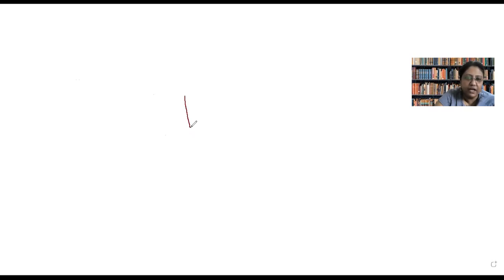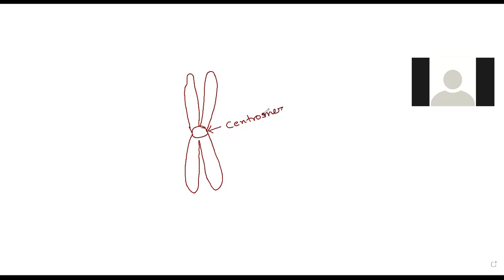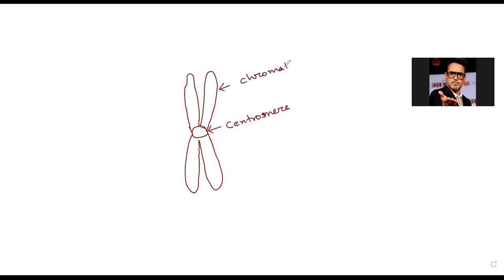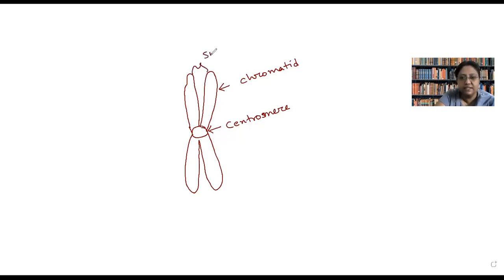See, if you look into the structure of a chromosome, you can see that the 2 chromatids in a chromosome are connected with each other by means of the centromere. And this is one chromatid. So each chromosome will have 2 chromatids. The chromatids of the same chromosome are known as sister chromatids.